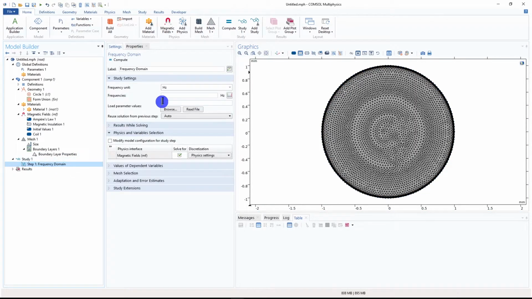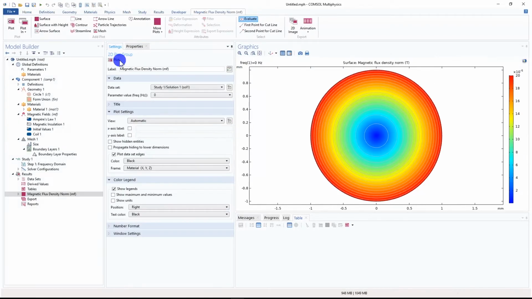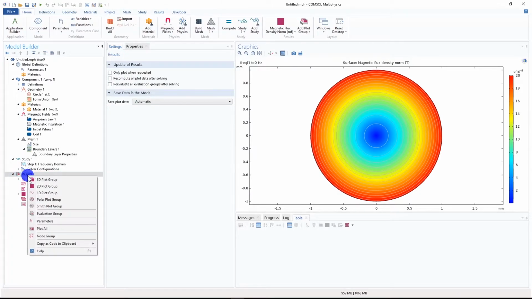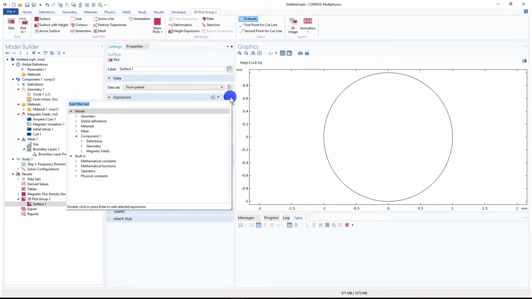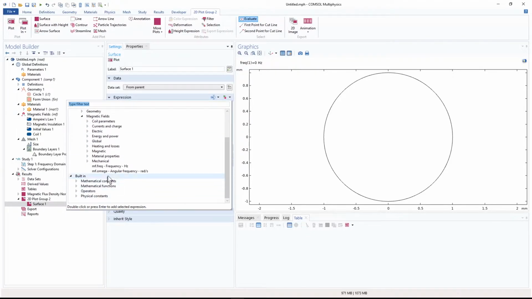All right, so in the first case, I'm going to study for 0 Hertz. So DC. So we run the simulation. Okay, so this is the magnetic field distribution. I just right click on the result, create another 2D plot, right click, surface plot, and here I'm gonna select the current density, current and charges. So current density, I'm not gonna select norm of current, I'm gonna select the Z direction of the current.